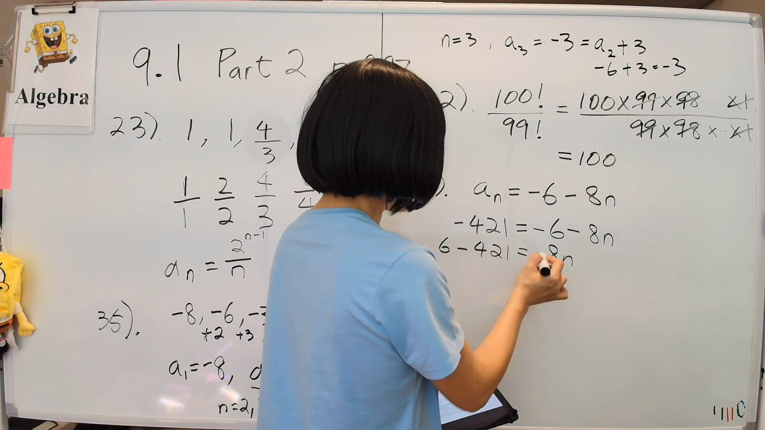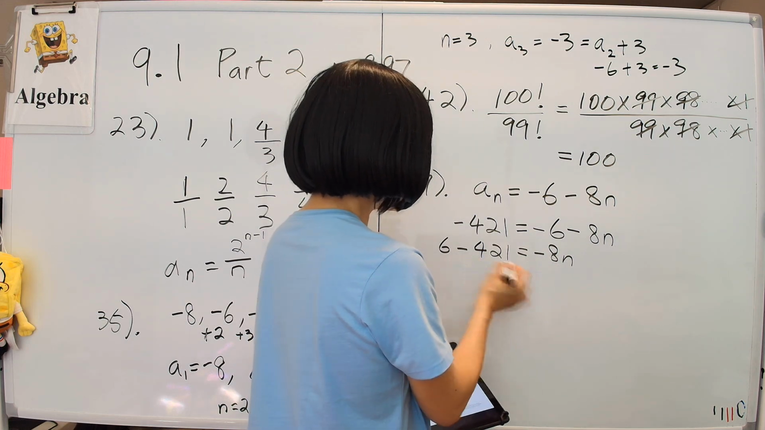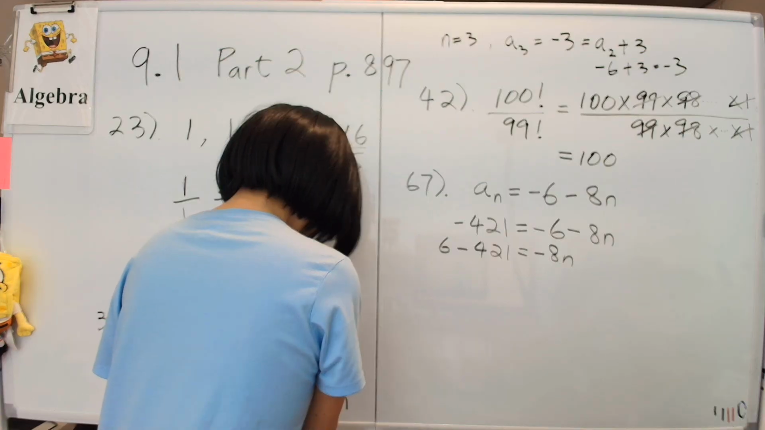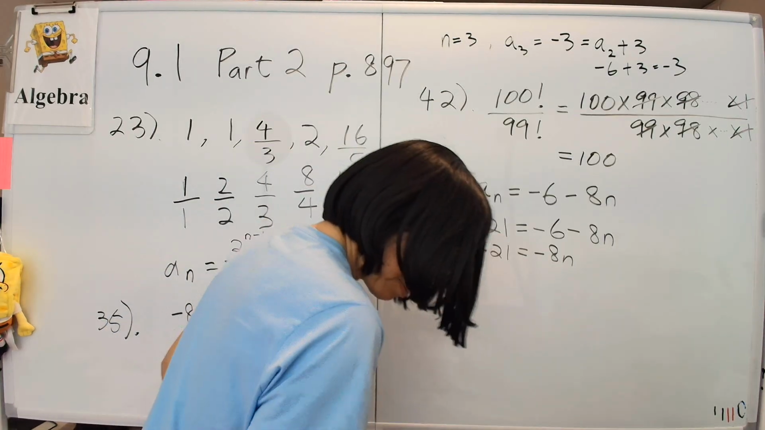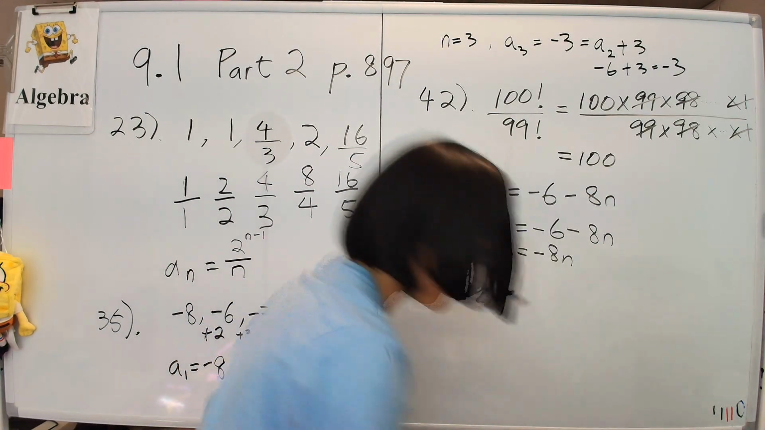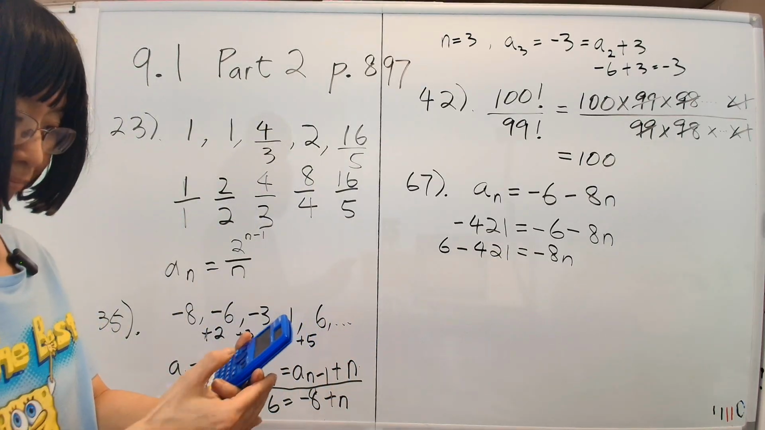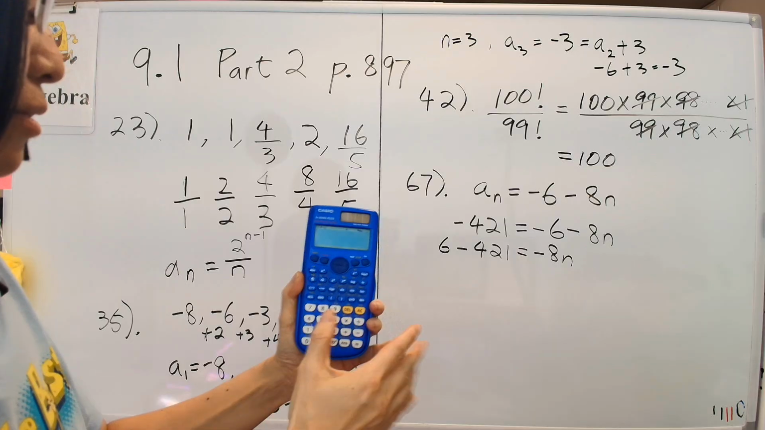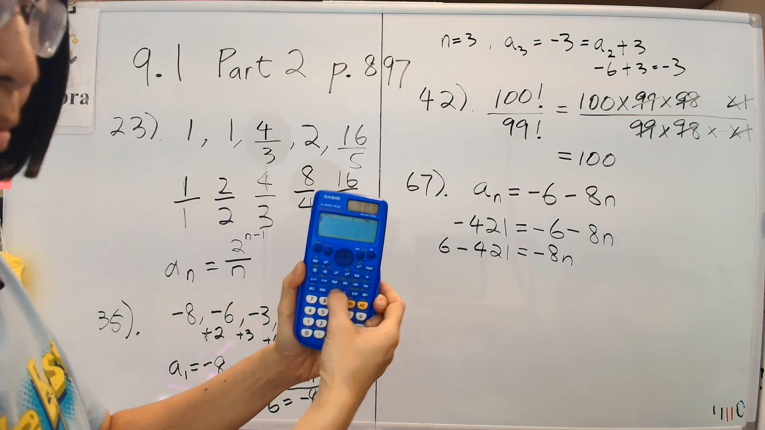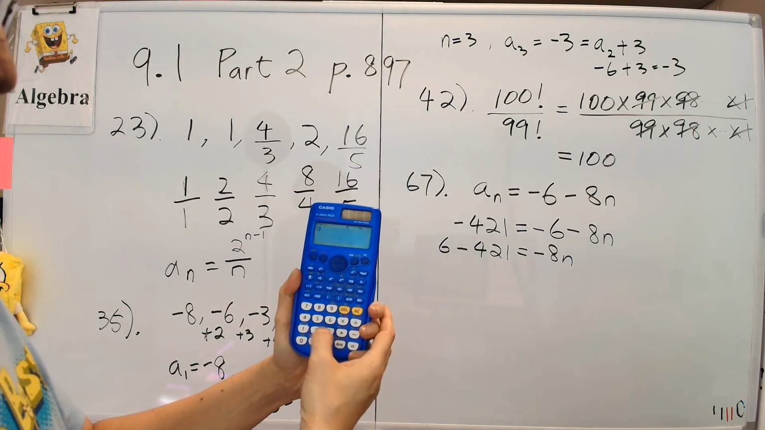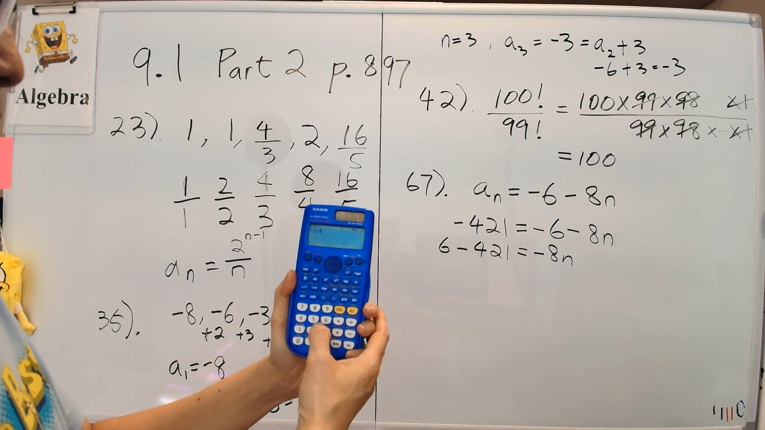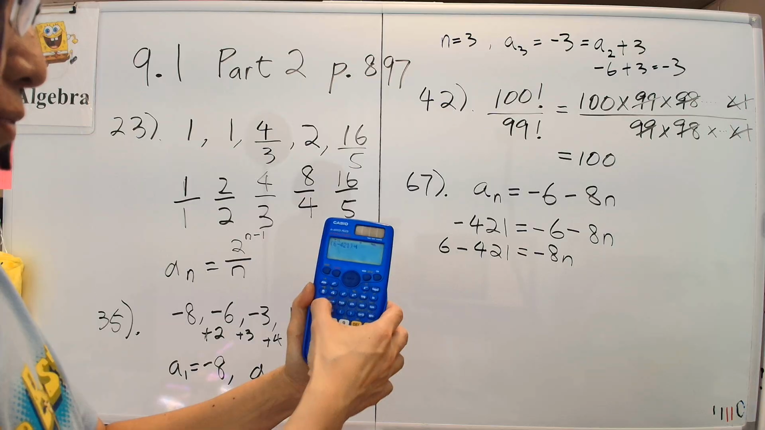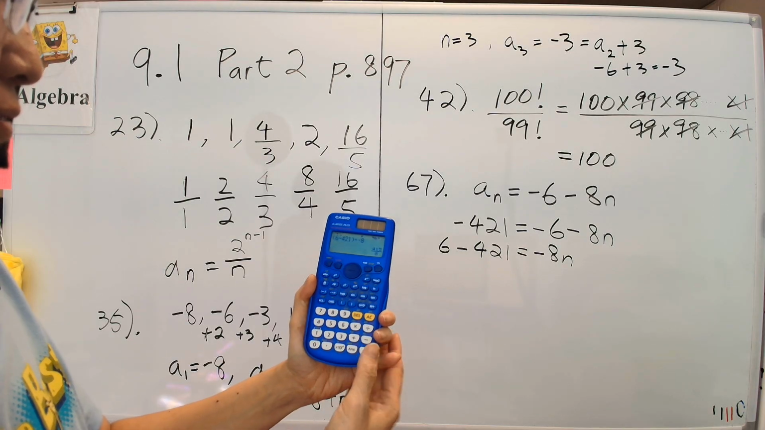So n equals this. Let's pull out the calculator and see if that gives us anything that makes any sense. Let's see, where's my calculator? Here it is. All right. So here we are. Let's do the division. I use parentheses because we have a subtraction here. So 6 minus 421 divided by negative 8. That gives us this.